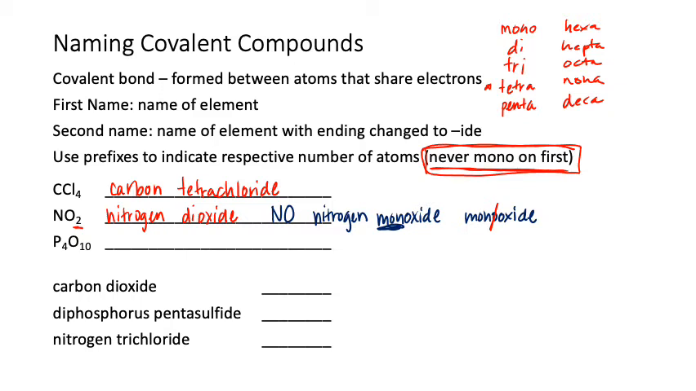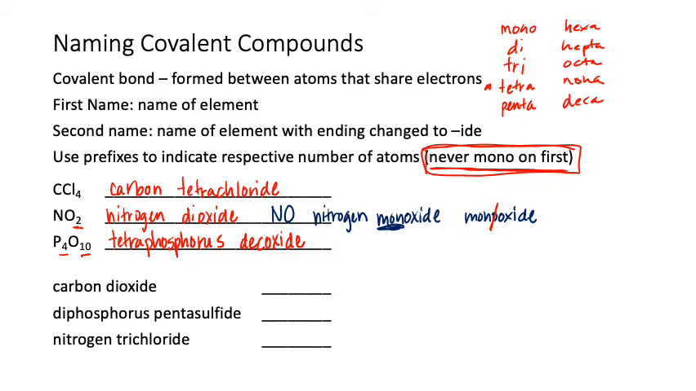Next we have P4O10. So 4 is going to be tetra. So this would be tetraphosphorus. And then we have 10, so that's deca. But here we have oxygen, which is oxide. So again, I don't want those double vowels there. So I drop the A from the prefix, and I just call this decoxide.